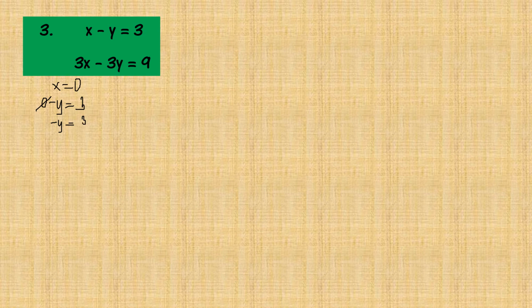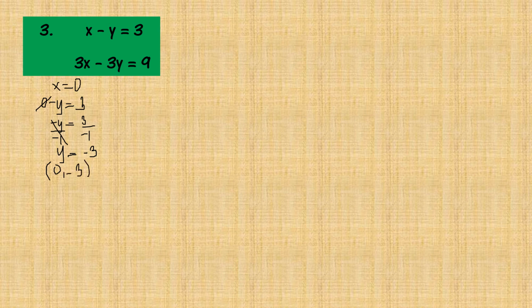Then, hindi po siya pwedeng maging negative y. So, we'll divide both sides by negative 1. Or pwede rin mag-times tayo dyan ng negative 1. Then, makakancel na po yan. We have y is equal to 3 divided by negative 1 will give us simply negative 3. So, yung ating unang ordered pair dyan ay we have 0 and negative 3.